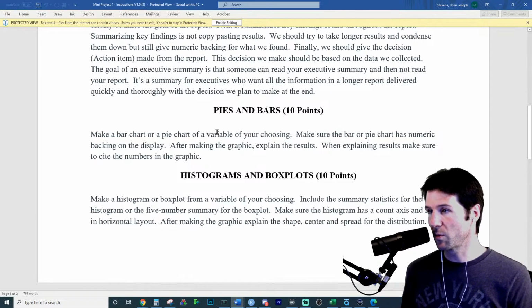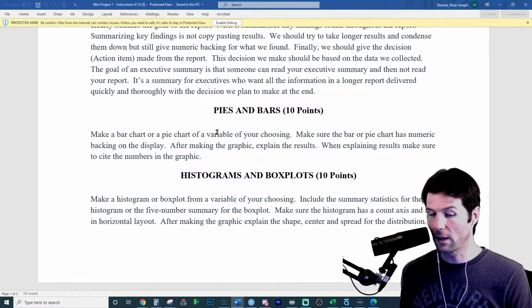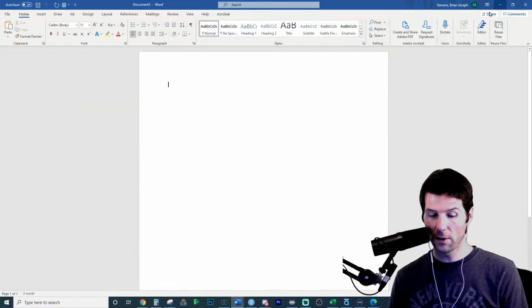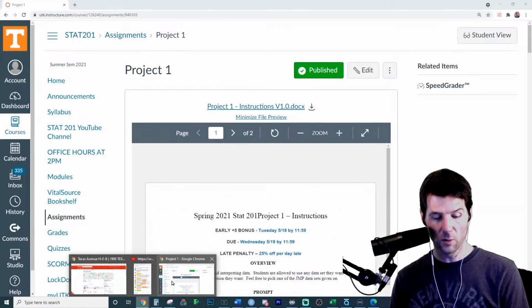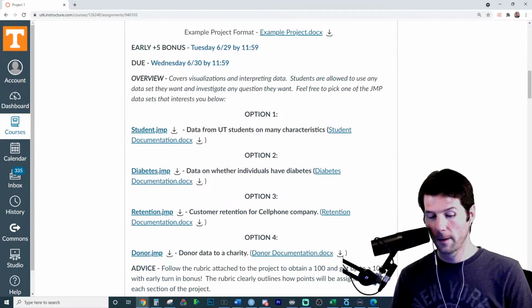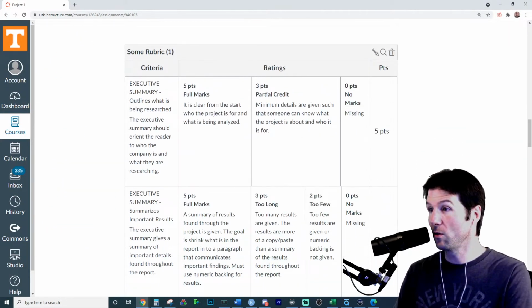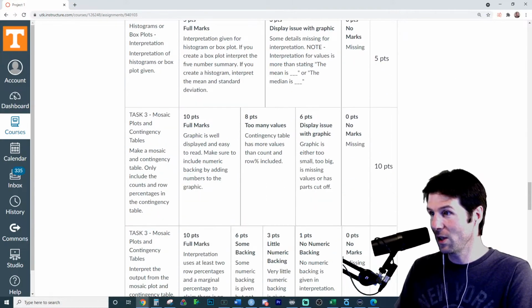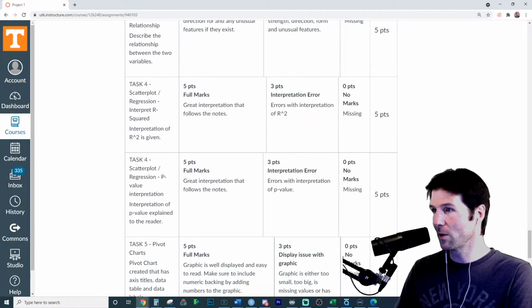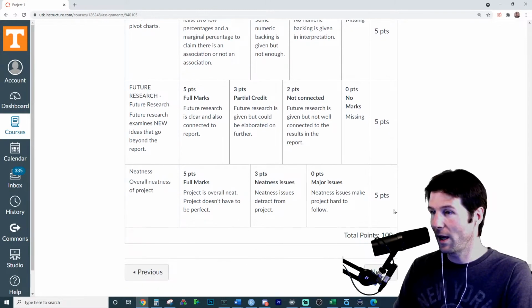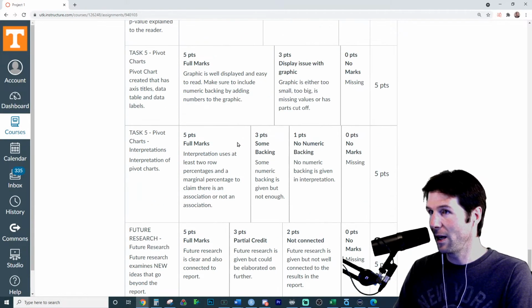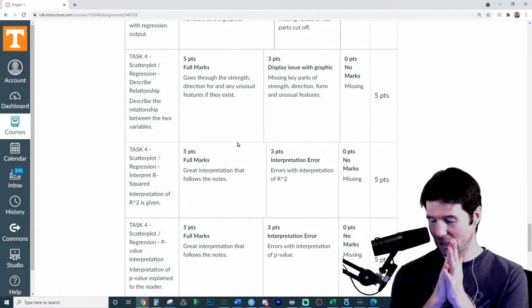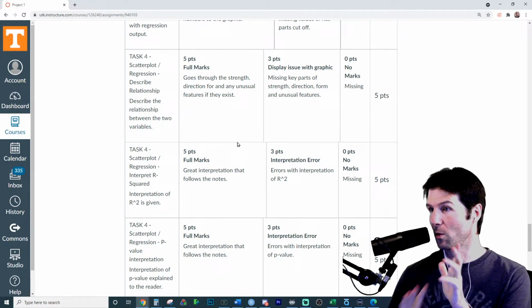After making this graphic, explain the results. When explaining results, make sure to cite the numbers in the graphic. Now, one thing I want to point out right here, if you're wondering how this will be graded, this will be graded by the rubric. So you've got a rubric down here that goes through every detail of how you are graded. A lot of meticulous time went into going through this, basically making sure I can click every button and how you'll be graded. So please, if you're wondering what do I need to do, let's look at that first.